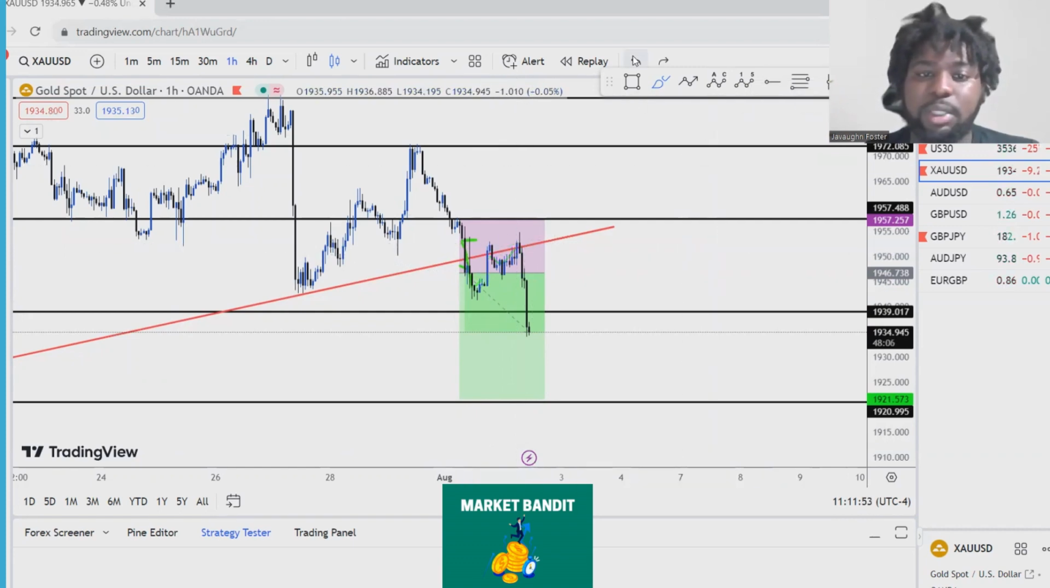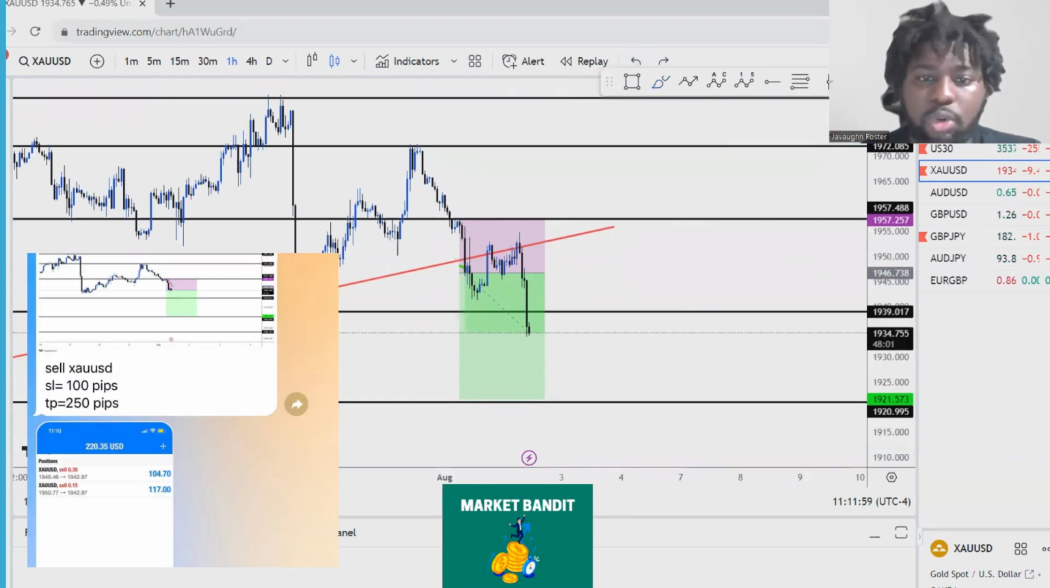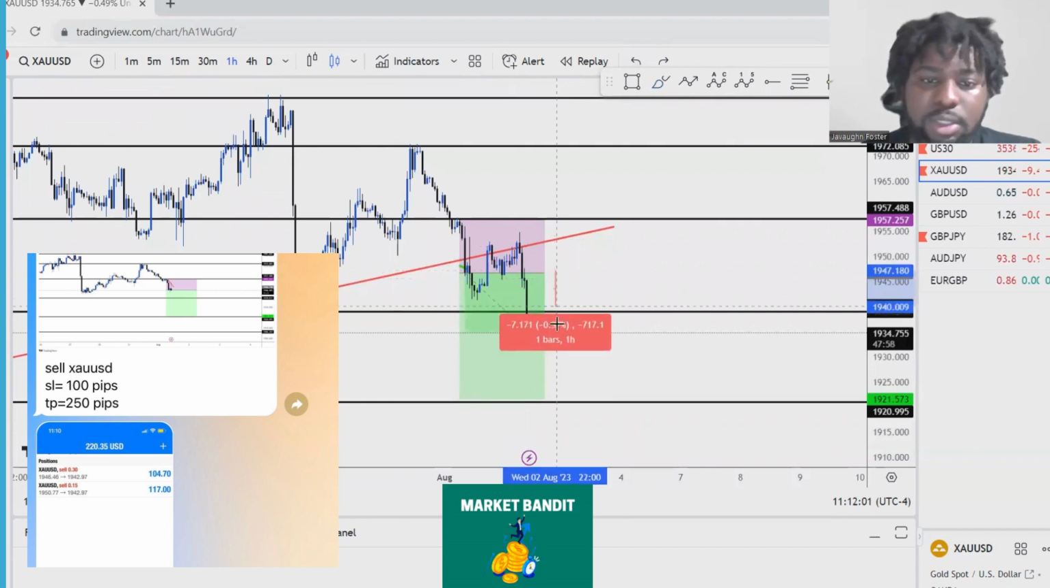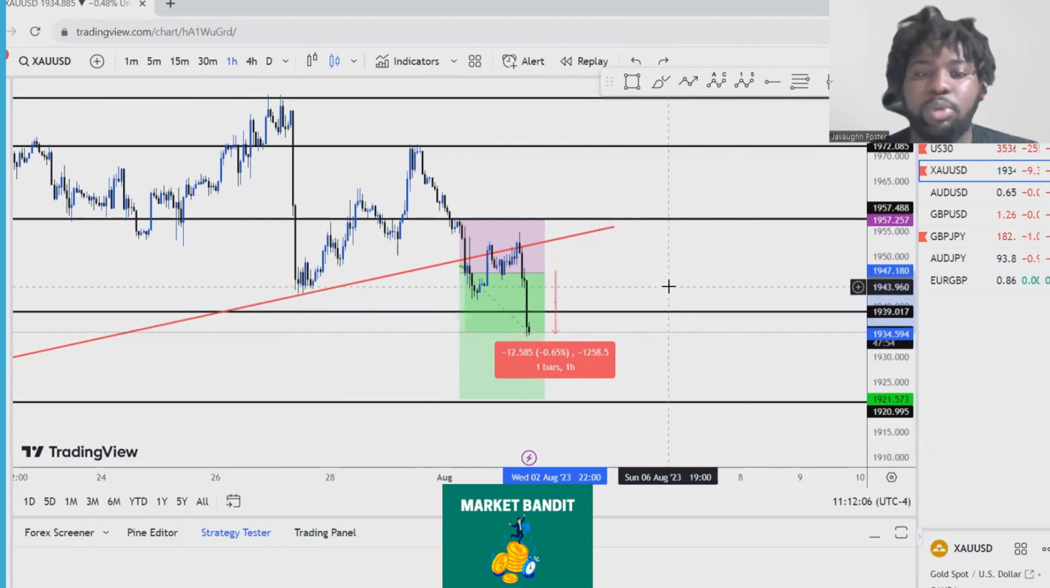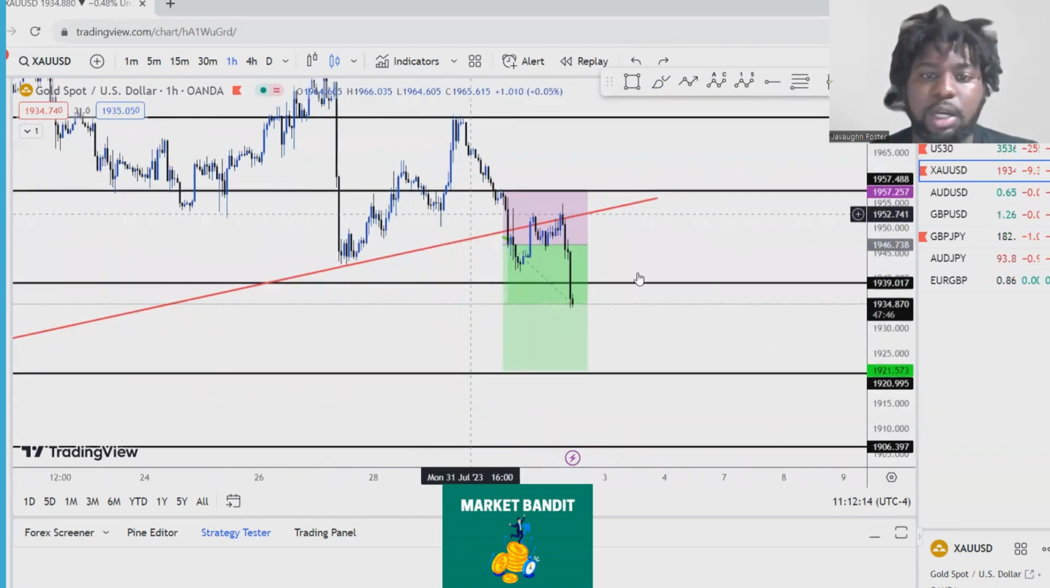And I sent this trade to my team as well. I'll probably post the picture somewhere on the screen as well. And now we have gold in profits about 125 pips and pushing. Another solid trade, guys. We're going for 251 pips. Stop loss was only about 100 pips, guys.